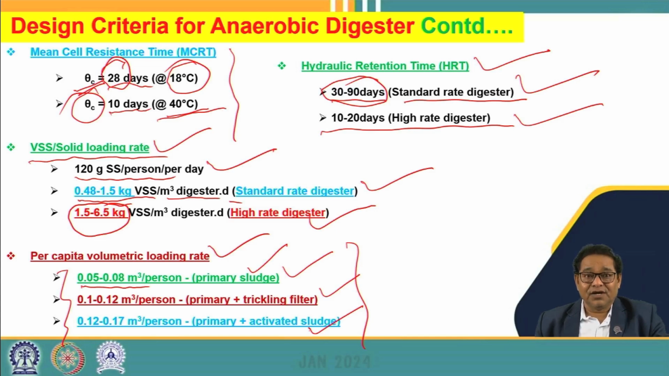So we have to calculate the population, and after multiplying by the population we can directly get the total volume of digester required. Similarly, if it is a mixed type of sludge, depending upon the type of sludge, whether it is trickling filter sludge or activated sludge, we can adopt these criteria as a standard for designing the digesters.